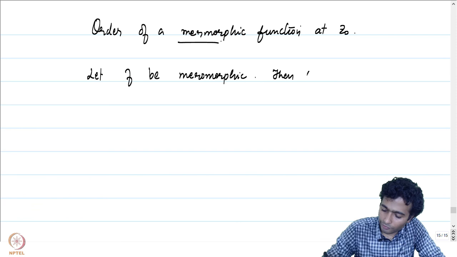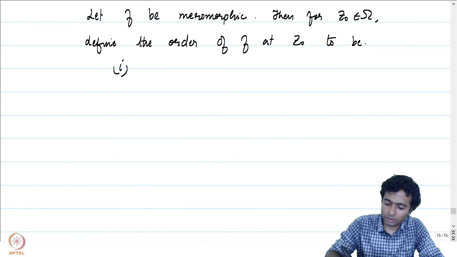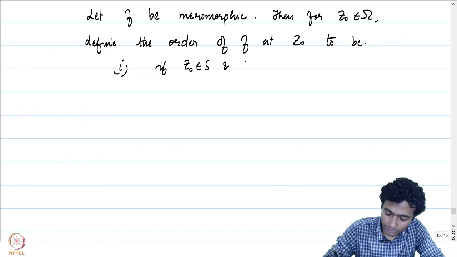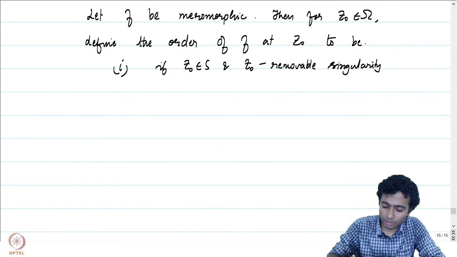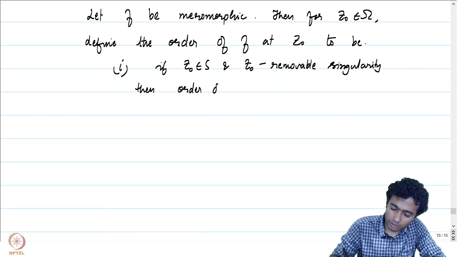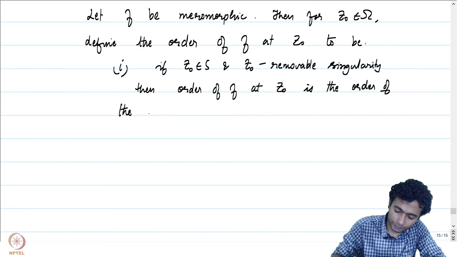for z0 in omega, define the order of f at z0 to be, if z0 is in capital S and z0 is a removable singularity. Suppose this is the case we are in. It can happen that z0 is in capital S because z0 is taken to be some arbitrary point in omega. Then the order of f at z0 is equal to the order of the 0 at z0 of f.